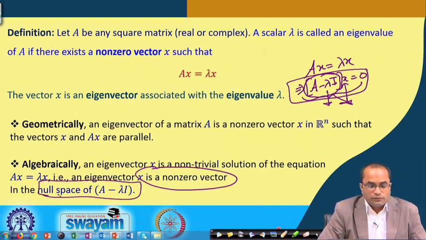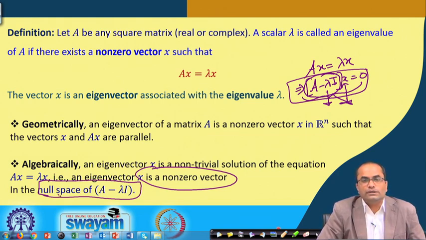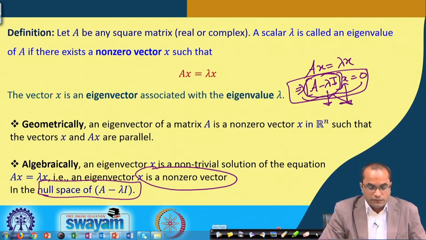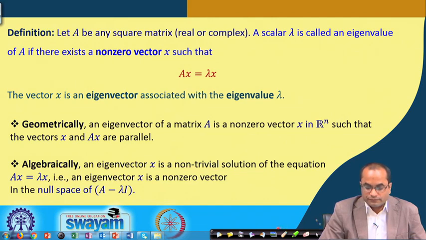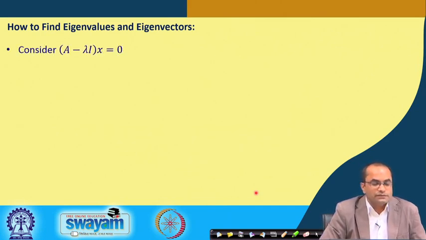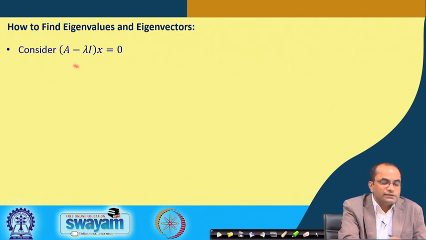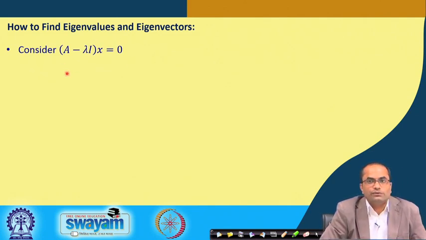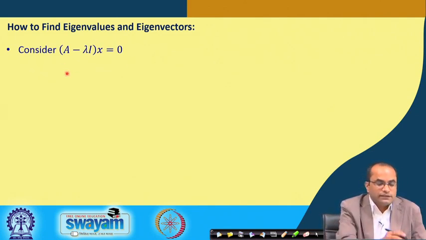Now, the natural question is how to compute the eigenvectors and the eigenvalues associated with a matrix of order n. So, how to find the eigenvalues and eigenvectors we will discuss now. Consider this equation A minus lambda I x is equal to 0, that is the A x is equal to lambda x equation written in this form.